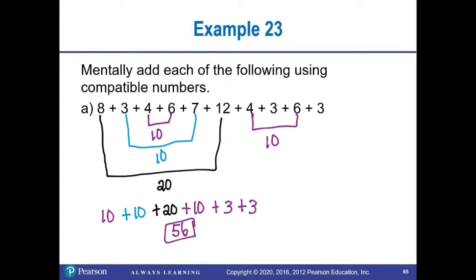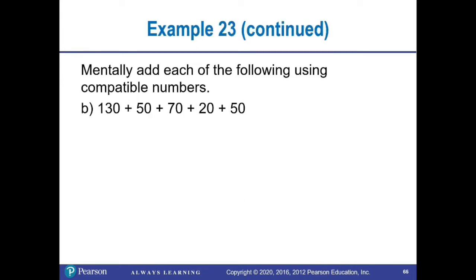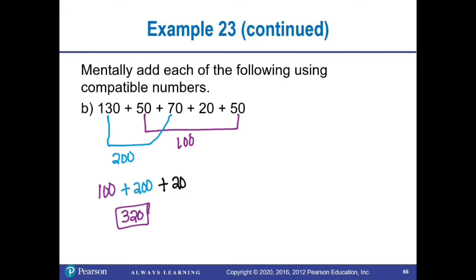Let's use compatible numbers with another problem. So here, 50 plus 50 is 100. 130 plus 70 is 200. 100 plus 200 is 300, plus 20 gives us a total of 320. Now in this problem, we've used compatible numbers.